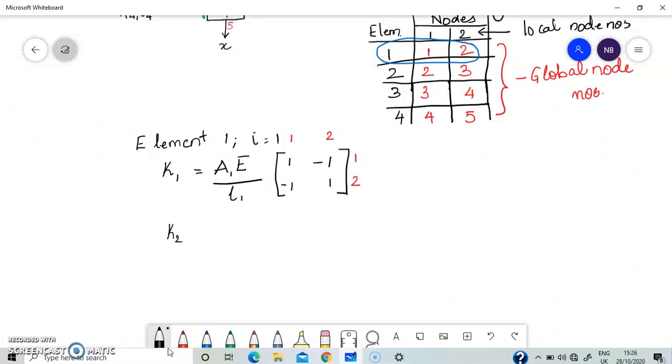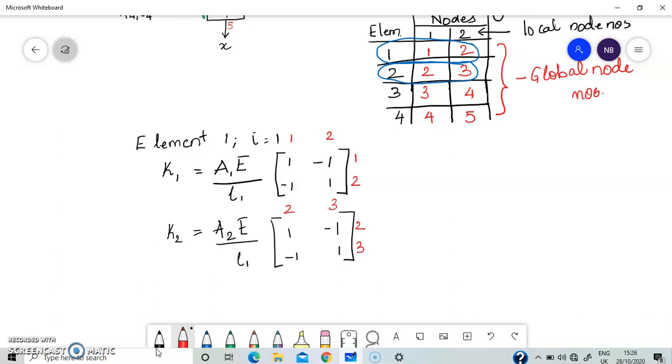Now let's complete this process for the rest of the elements. For element 2, i will be 2. So K2 equals A2 E upon L2. See, this formula is the same for all. What will be changing is the degrees of freedom. For element 2, the degrees of freedom are 2 and 3, which correspond to the global node numbers 2 and 3. So 2, 3, 2, 3.